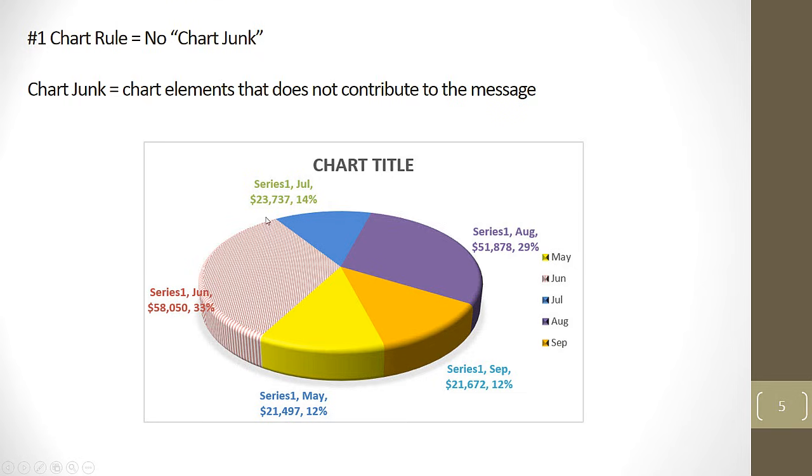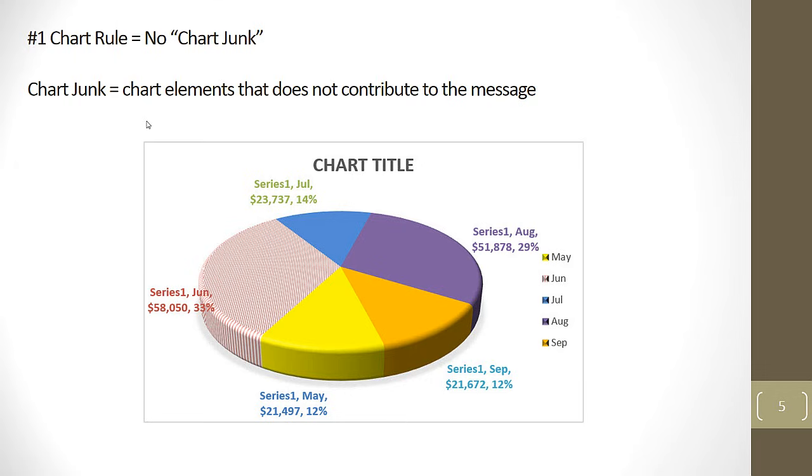And then probably the most chart junky element of all, this is a 3D pie. You never want 3D pies. That distorts the proportions. Not only that, but many of the 3D chart elements that Excel offers you do not help contribute to the message. So we want to always try and eliminate chart junk.